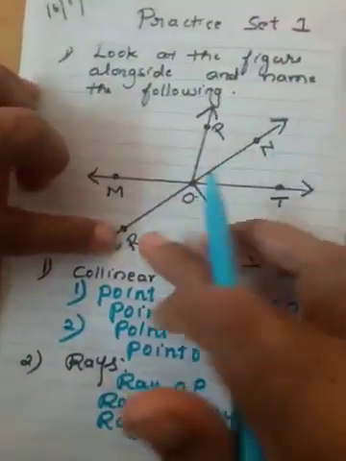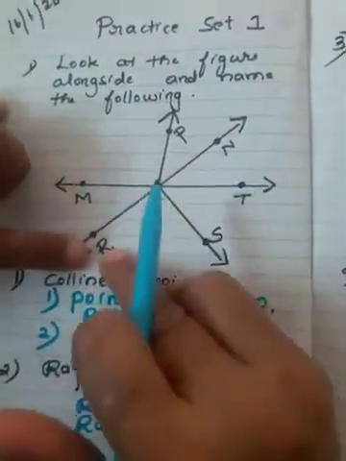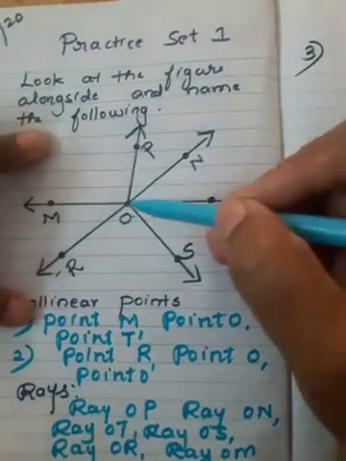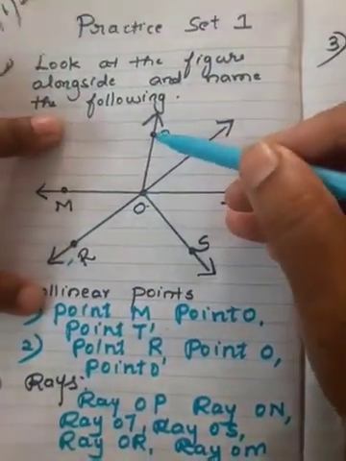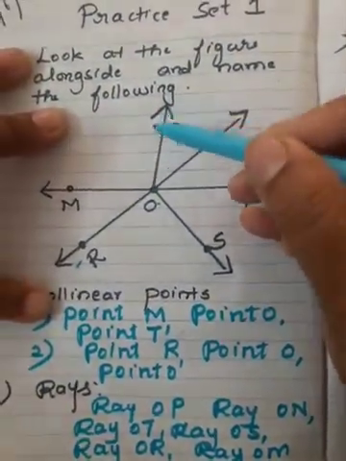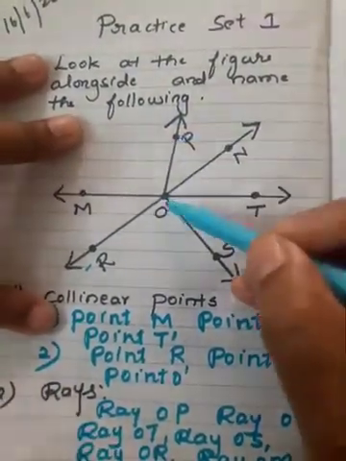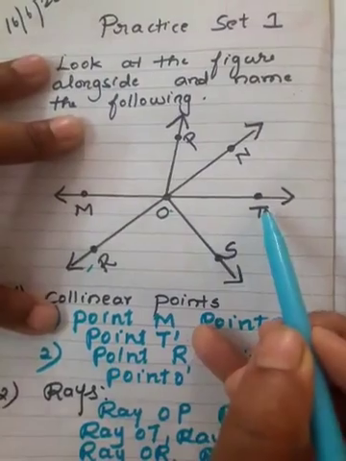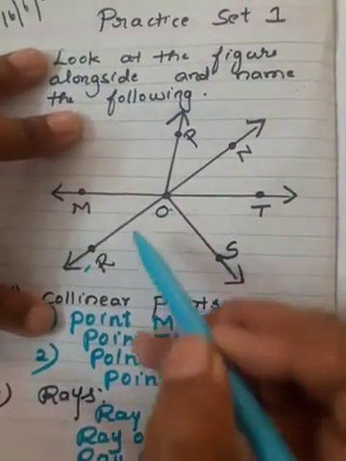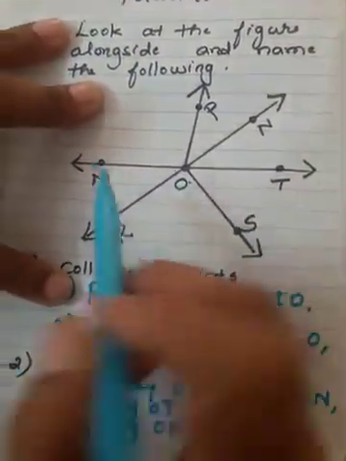First it is a segment only. MT is segment only. RN is also segment. And OP. OP is also a segment. So then it is extended in one direction. Then we get a ray. OP is also segment. ON is also segment. OT is also segment. OS is also segment. OR is also segment. OM is also a segment.